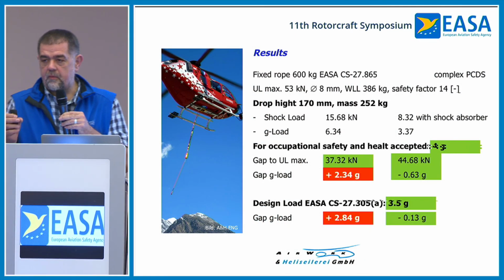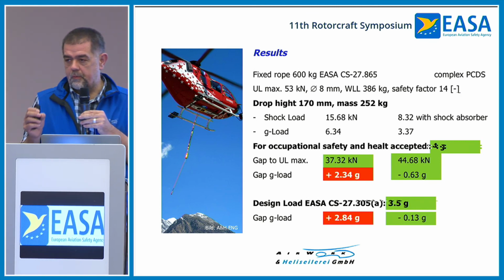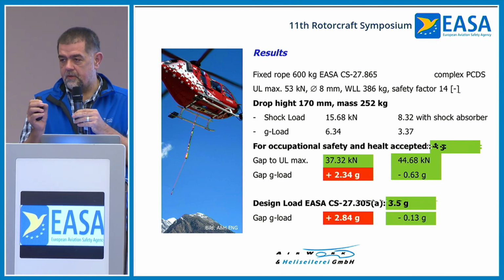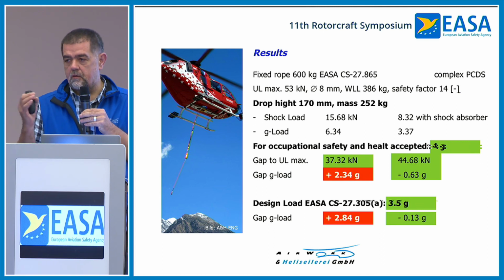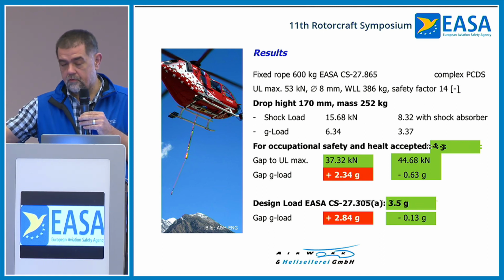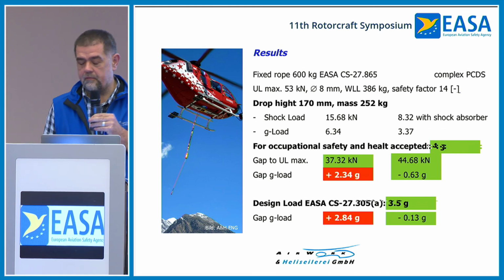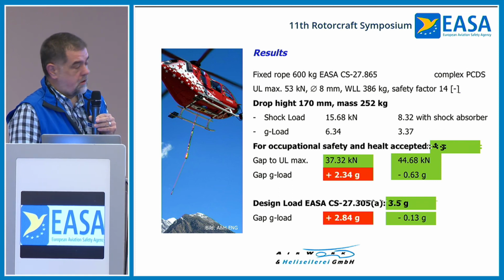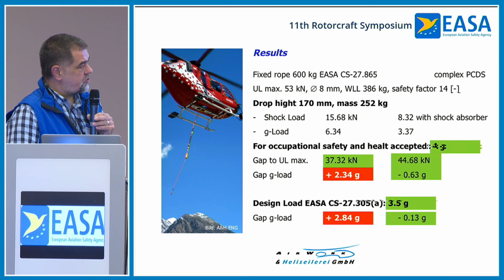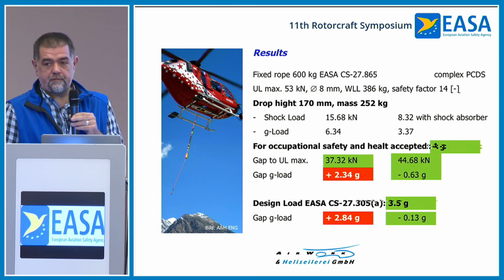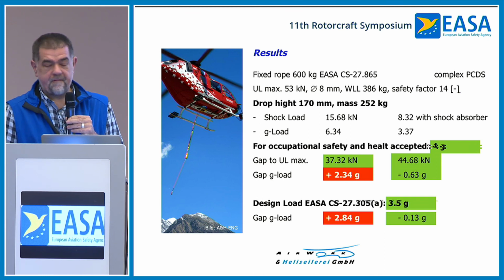With the damper, we mean a shock absorber made by a polyamide rope with between 10 and 15% elongation, a short rope of about 1.5 meters. With a shock absorber, we have absolutely positive results.